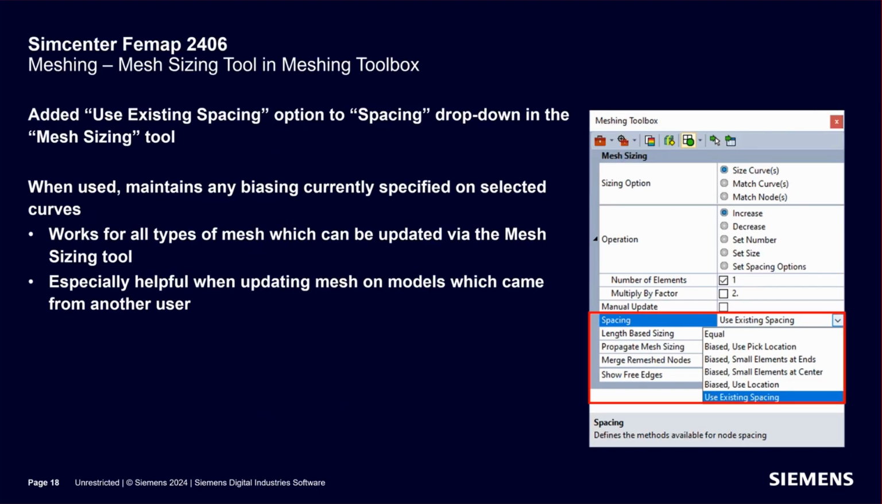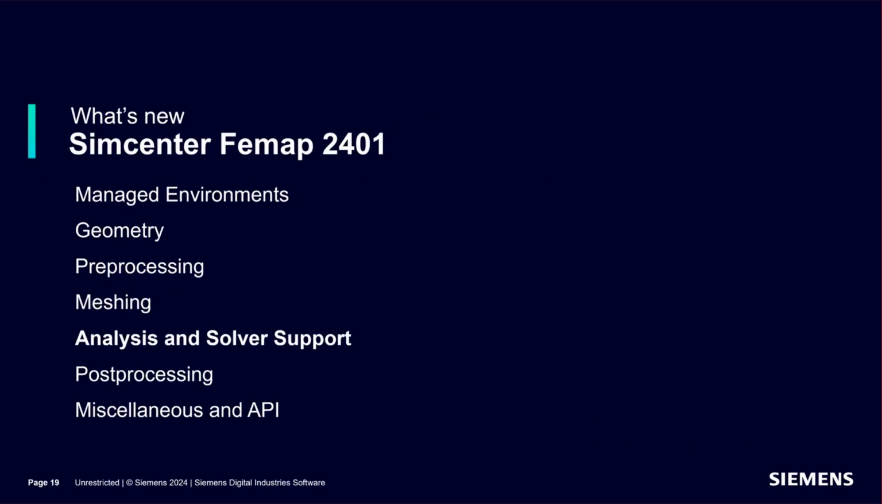Just added this, a spacing option to just use existing spacing. So you don't need to know the biasing. If it was already biasing on something, we now have a use existing spacing option. That should be very helpful, especially if the model's been given to you from someone else, or you saved it and you don't have those current settings anymore. It basically just uses what's already set on that, whether using increase, decrease, set number, set size. It just uses whatever was set currently.